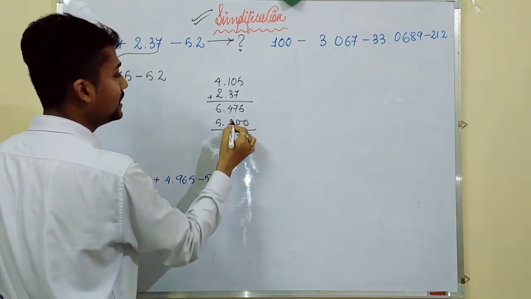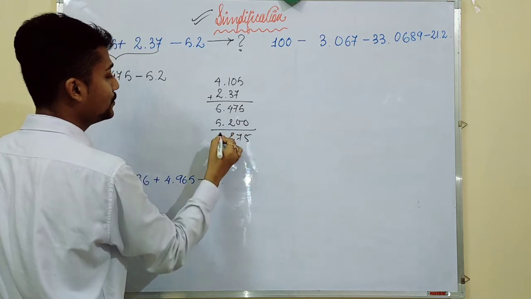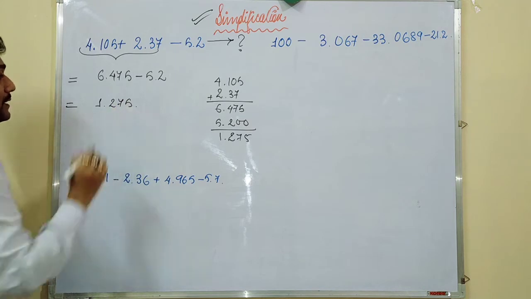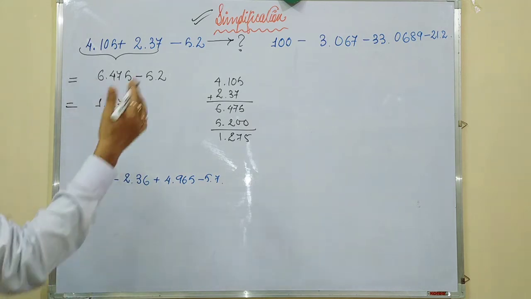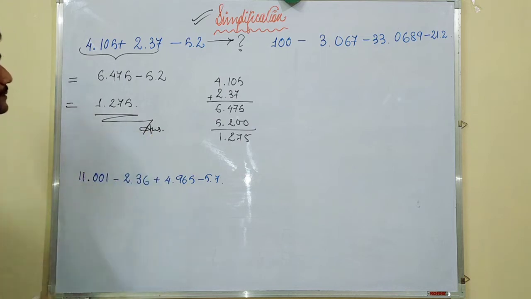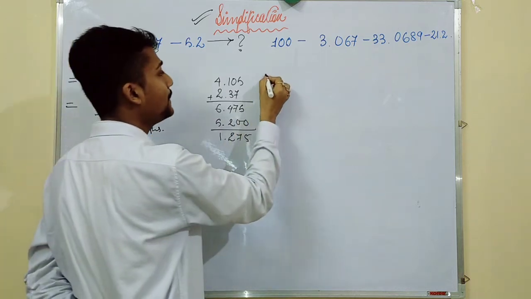7, 5. 4 minus 2 is equal to 2. This will be 1. 1.275, isn't it? Now I move on to the next question. So this is your required answer. Next question, let us see.